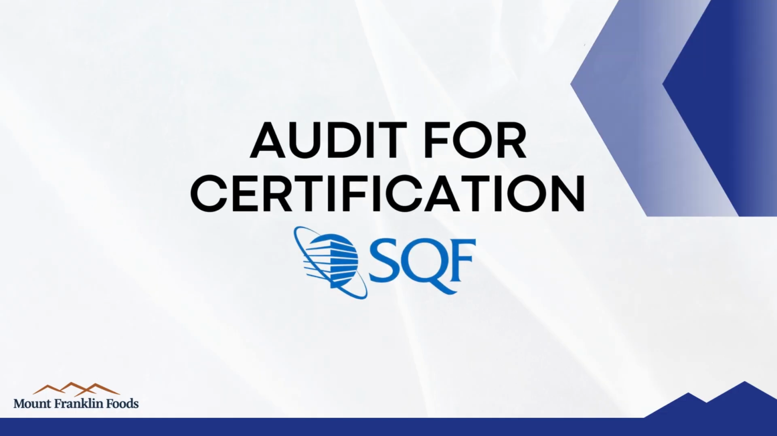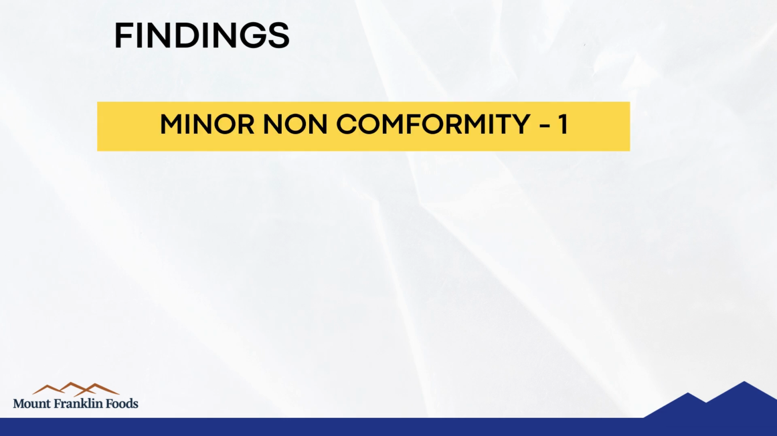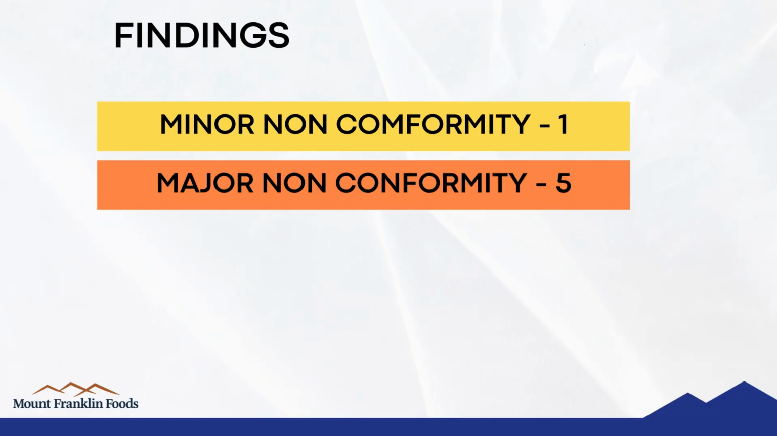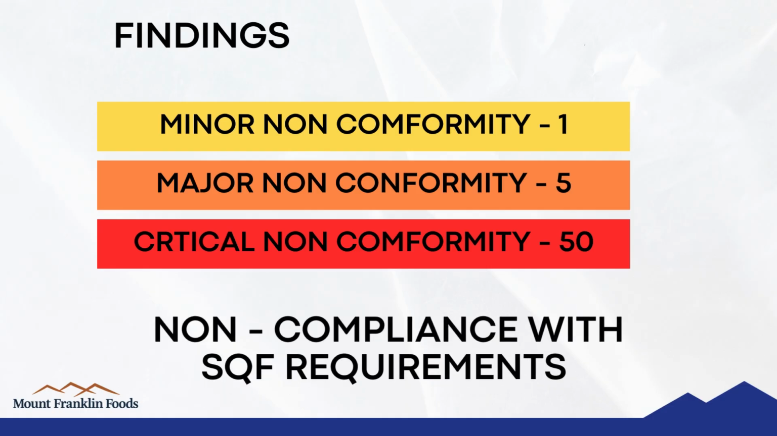The SQF system grants us a certification through an audit in which we can be marked with findings. Each finding will remove points depending on the severity. The findings are classified as follows. Minor nonconformity. This will cost us 1 point. Major nonconformity. This will cost us 5 points. Critical nonconformity. This will cost us 50 points. A nonconformity refers to anything non-compliant with SQF requirements, or in other words, something that does not follow our policies, procedures, food safety plan, food quality plan, or puts the product or our customers at risk.